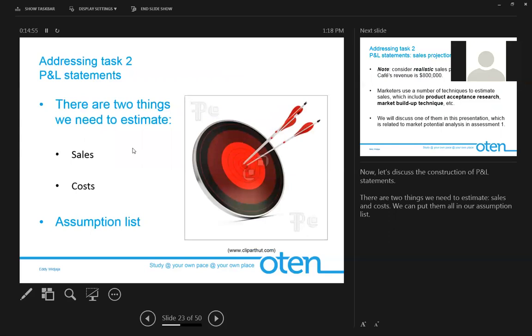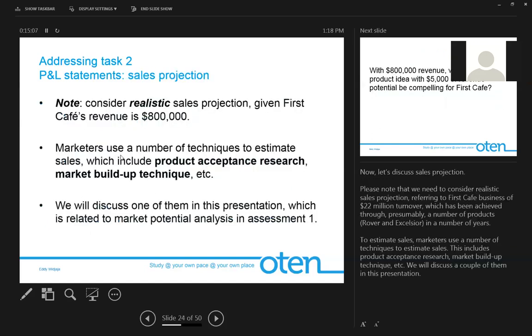Right, now let's construct our own profit and loss statement. There are 2 things that we need to estimate first of all: sales and costs. We also need to build the assumption lists. Please also consider a realistic sales projection, given the first cafe's revenue is $800,000. Marketers use a number of techniques to estimate sales, including product acceptance research, the market build-up technique, or volumetric research, for instance. We'll discuss one of them in this presentation, which is related to market potential analysis in Assessment 1.